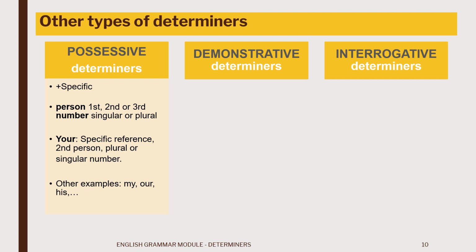All right? Remember that determiners are invariable words, so this information is part of the actual determiner. They do not take affixes. So if we take, for example, the determiner your, we know it assigns specific reference to the noun head of its noun phrase complement, and it carries information about second person and about number, which can be plural or singular. Other examples of possessive determiners can be my, our, his, her as well.